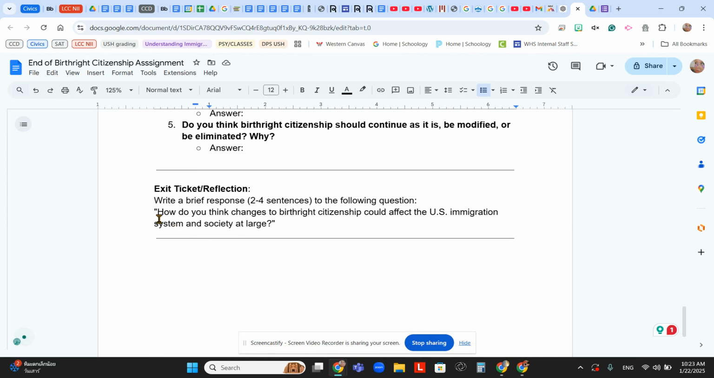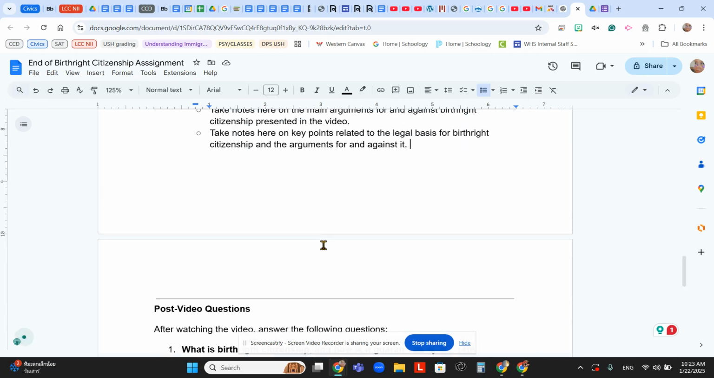Before you leave, make sure to answer the question, how do you think changes in birthright citizenship could affect the U.S. immigration system and society at large? So what changes, and then what are the effects on immigration in our society? What might our society look like due to some changes? And tell me what you think those changes are, and then what that might look like. So one change in birthright citizenship might be blank, and it will affect our society in this way. Okay? Go ahead and work on that today.